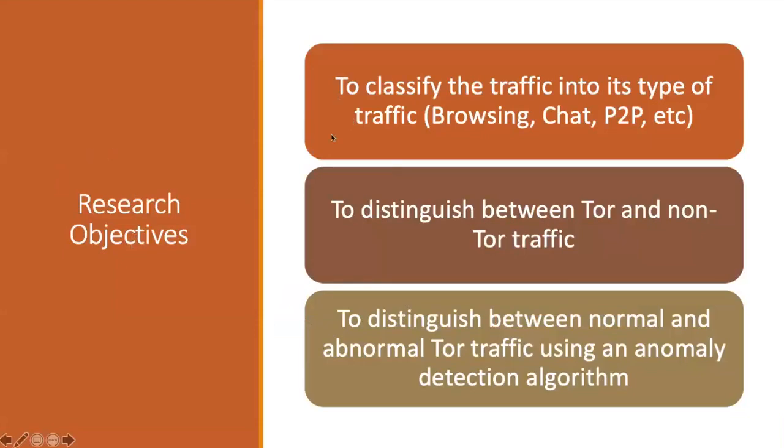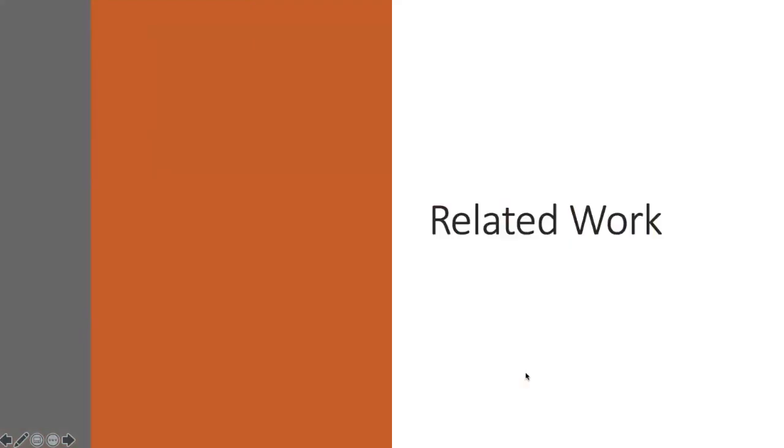First, we want to classify the traffic into each type of service, such as browsing, chat, P2P, streaming, and voice over internet protocol. Next, we want to distinguish between TOR and non-TOR traffic. Lastly, we wish to classify between normal and abnormal traffic.